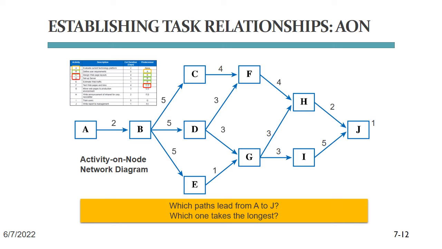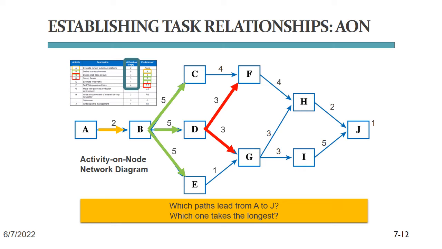We call this kind of graphic an activity on node network diagram. Here we see all the activities A through J from our example in little boxes, which we call nodes. The information from the predecessor column allows us to connect these nodes with the arrows or edges that you see here. On the top of these arrows, you see the values from the duration column.